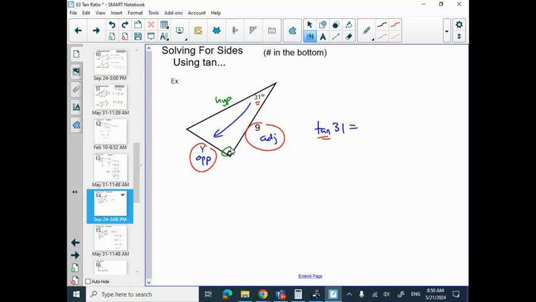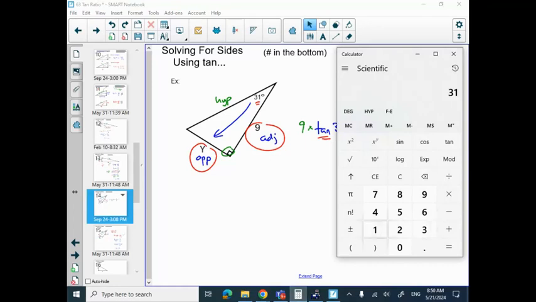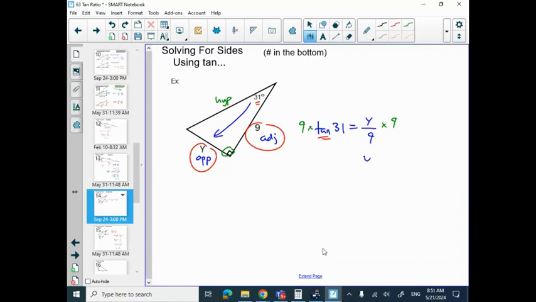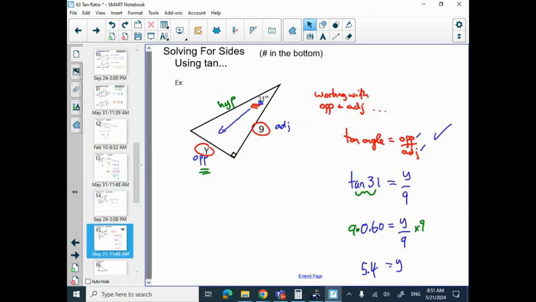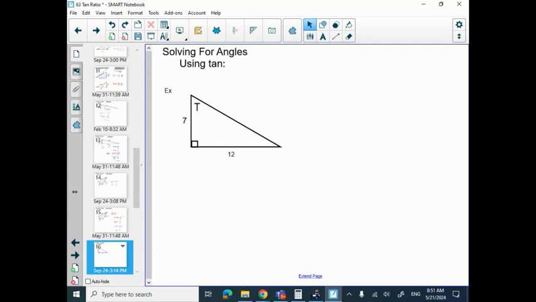Tan of 31 equals y over 9. And so this is an easier type where we're just multiplying both sides by 9. And so we have 9 times tan 31. So 31, do tan of it, and then multiply by 9. So 5.4 or so. Here we go. So we get y equals 5.4. Okay, so let me just double check my work there since I don't have a team with me here to check my work.